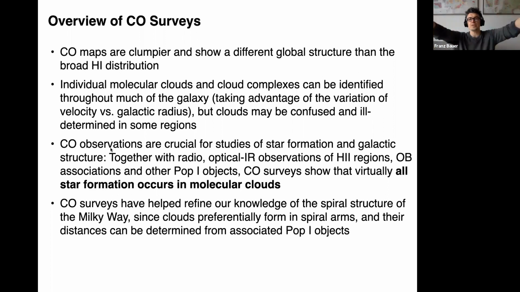So neutral hydrogen typically traces the outskirts of galaxies, and CO typically traces the central portions. And so CO surveys generally help us refine our understanding of spiral structure in concert with the H1 maps.